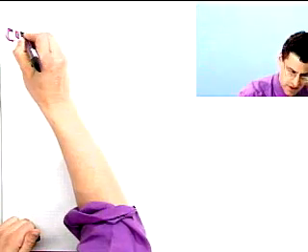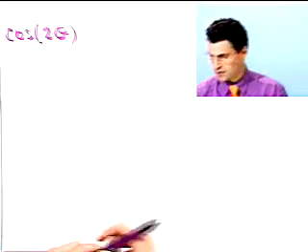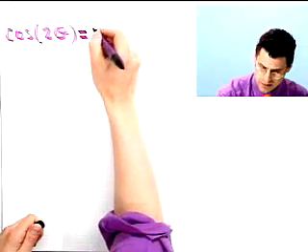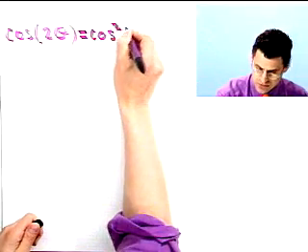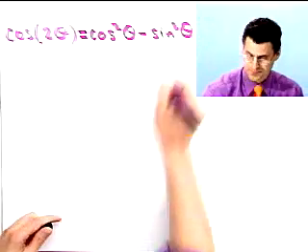Okay, let's take a closer look at the double angle formula for cosine. That's sort of a special one. So cosine of 2 theta, what does that equal? Well, what that equals is cosine squared theta minus sine squared theta.